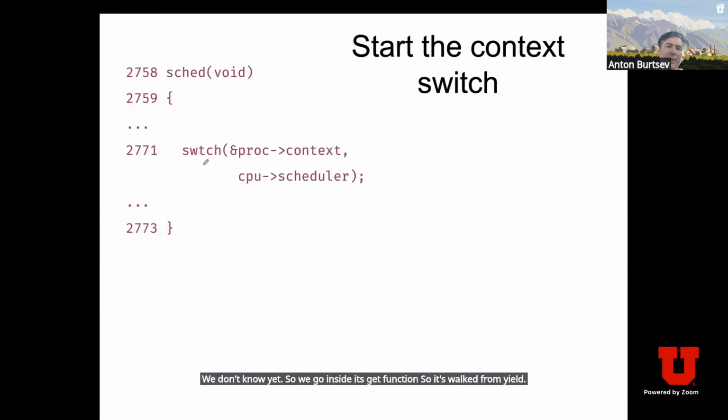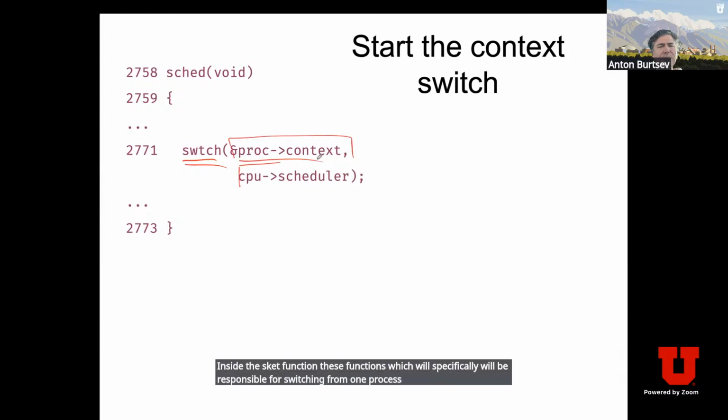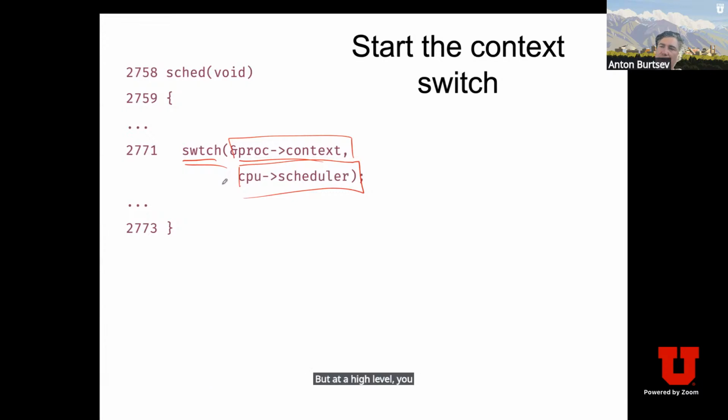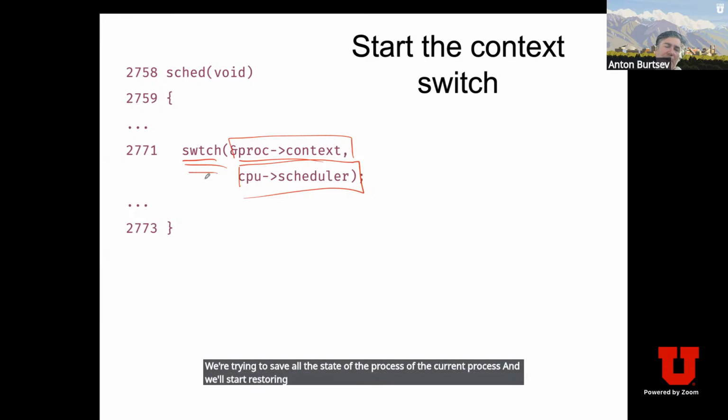Inside this get function, this function switch will be responsible for switching from one process to another. It's a little magical, so we're going to take a look at how it can be done in a second. But at a high level, you got the point, right? So we just enter the kernel with a timer interrupt. We're trying to save all the state of the current process, and we'll switch here inside the switch function, and we'll start restoring the state of another process, right? Make sense?